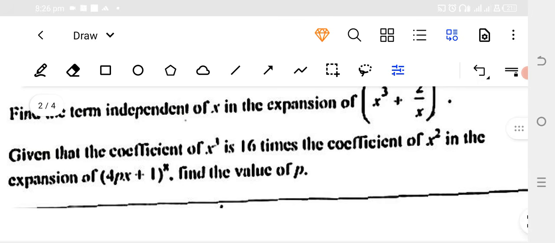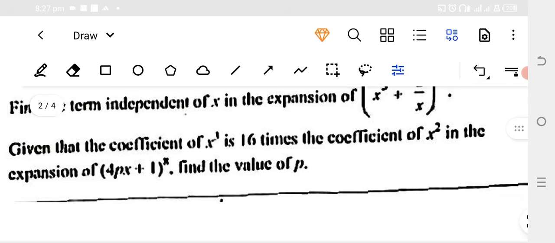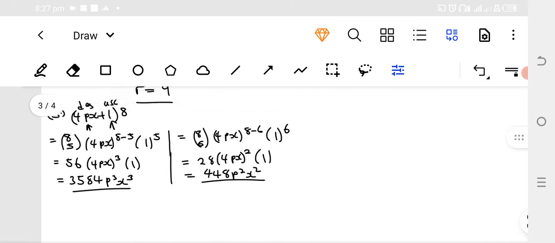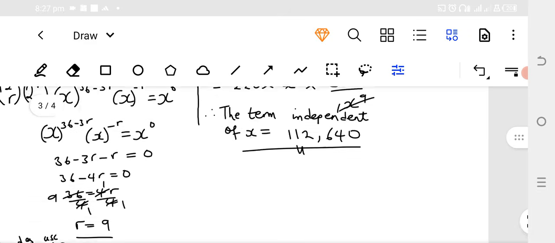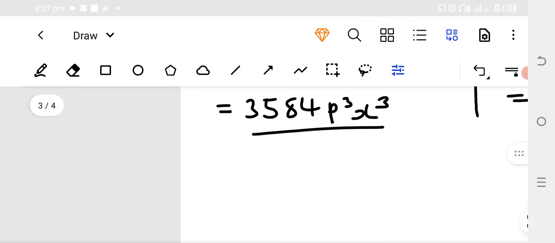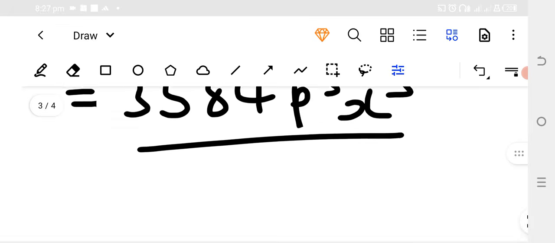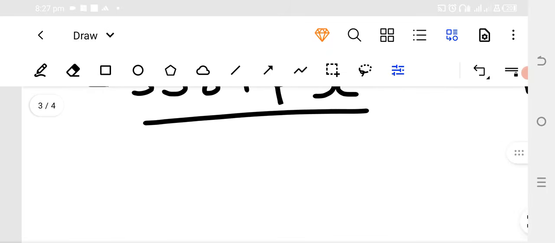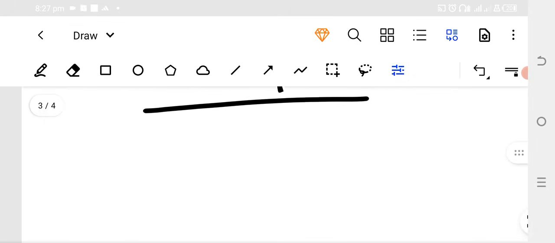So already right there someone might get it wrong because they don't understand what the wording means. To get the coefficient of x cubed, it is 16 times. What is times? Times means multiplication. So times the coefficient of x squared. Simple as that. I hope you can see how we have been moving. So let's zoom in. Coefficient of x cubed is 16 times the coefficient of x squared. Simple as that. So 3584.